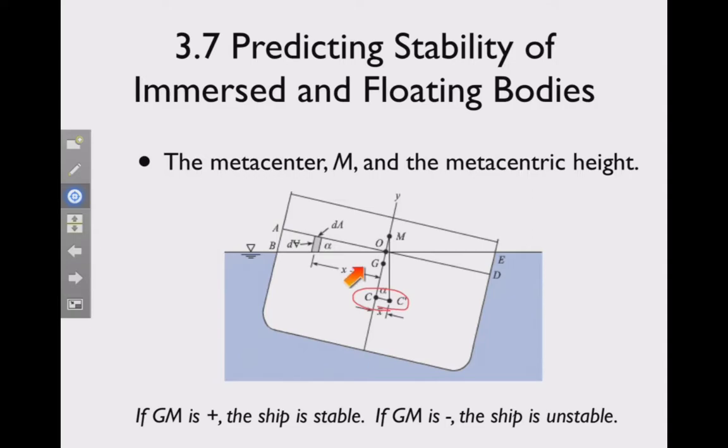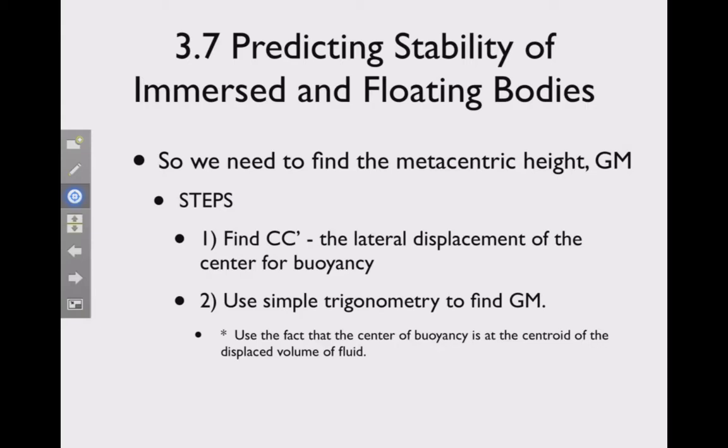And again, if this is positive, we're in good shape. If this distance becomes negative, we're in bad shape. So that's what we're going to do. And the second step, as I mentioned, is to just use simple trigonometry. So let's just get going on that.